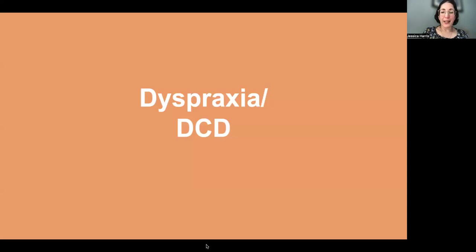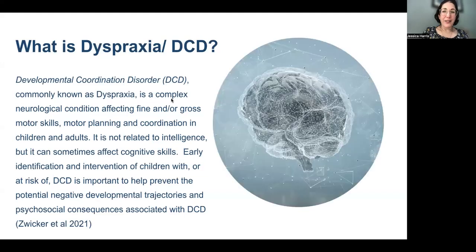Now we're going to have a quick look at dyspraxia or DCD. So developmental coordination disorder, commonly known as dyspraxia, is a complex neurological condition affecting fine and/or gross motor skills, motor planning, and coordination in children and adults. It is not related to intelligence, but can sometimes affect our cognitive skills.